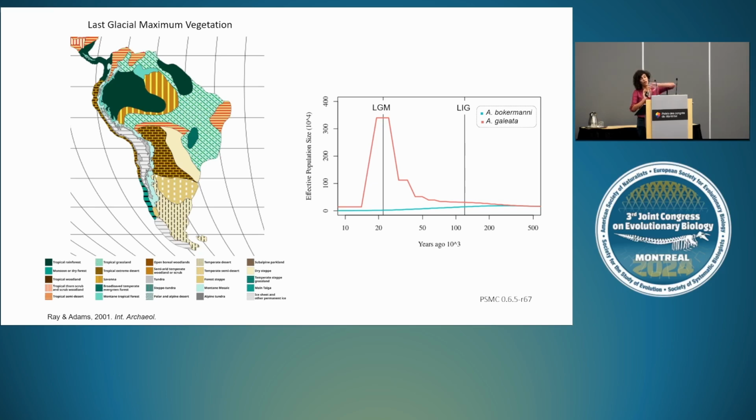So as the arid habitat has increased, the galeata expanded, leaving that little island of bokermani on top of it. And why did the decrease happen? Because later, after the last glacial maximum, the rainforest expanded, such as the Amazon or the Atlantic forest. That's why we could explain this decrease in the numbers.